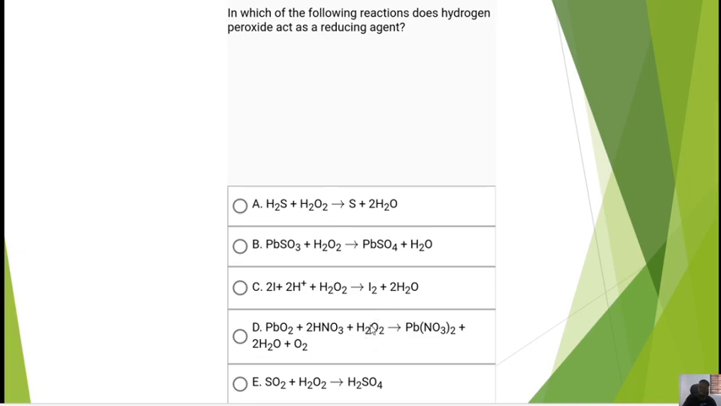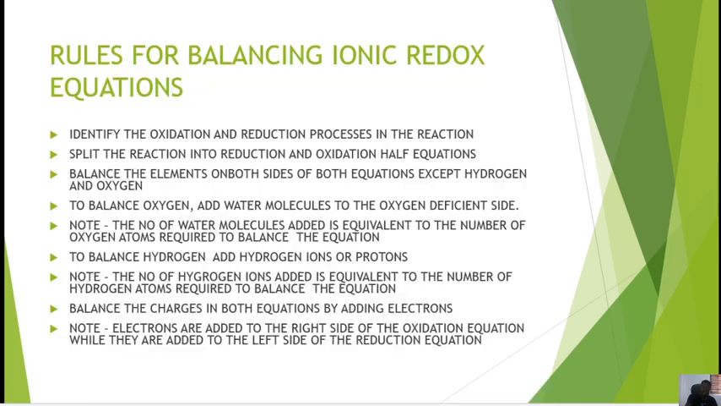Why? Because hydrogen peroxide as a reducing agent should have an increase in the oxidation number of hydrogen or oxygen from its initial state to another. And the only place where you have an increase in the oxidation state of oxygen is in option D. So it went from -1 here to 0. From -1 to 0 is an increase. Hence, hydrogen peroxide is acting as a reducing agent in this reaction. And that's that basically. We have come to the end of this particular concept.